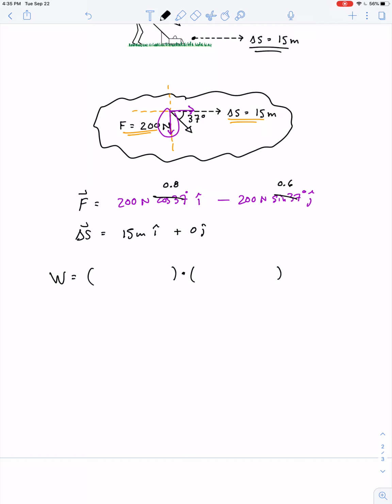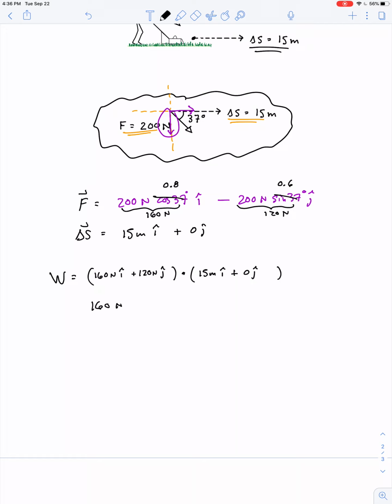So we can really call this 160 newtons, and this is 120 newtons. Okay, so we have 160 newtons i hat plus 120 newtons j hat, and that's multiplied by 15 meters i hat plus 0 j hat. First, outer, inner, last.